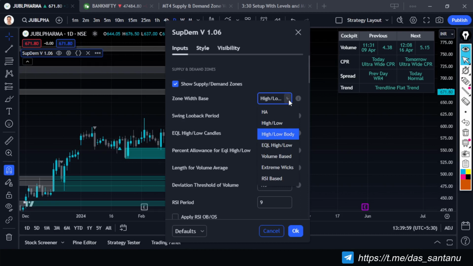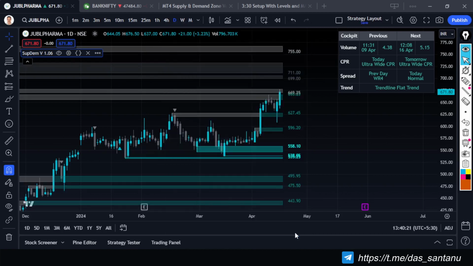Let me change it to high-low only. Now you can see how the zones have been altered and how your supply and demand areas are showing up. Please remember that in any chart, there are no hard and fast supply and demand zones, and hence any option selected in the drop-down menu will give you zones which can definitely be considered for analyzing the chart.